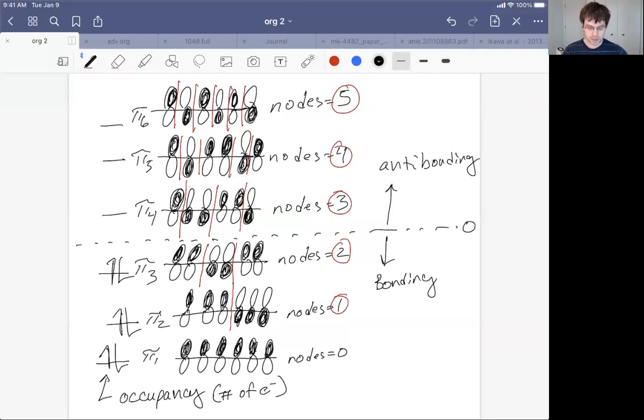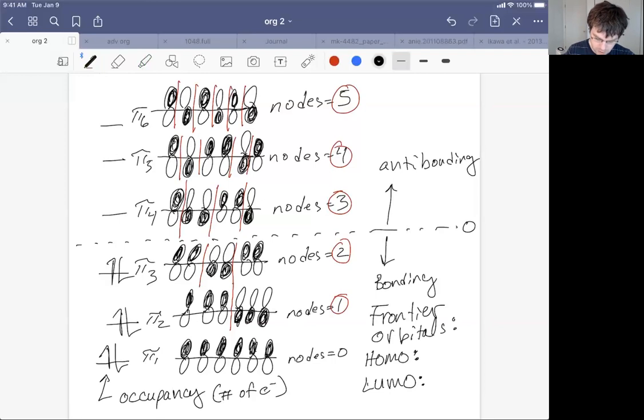So what's the takeaway from such a complicated drawing that I'm kind of stalling so you all can catch up? Well, the takeaway is that if we look at this, we can now identify the frontier orbitals. The frontier orbitals are the highest occupied molecular orbital, which is denoted as the HOMO, and the lowest unoccupied molecular orbital, which is the LUMO.